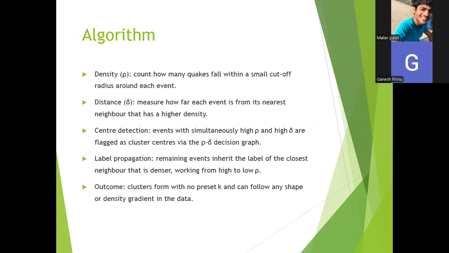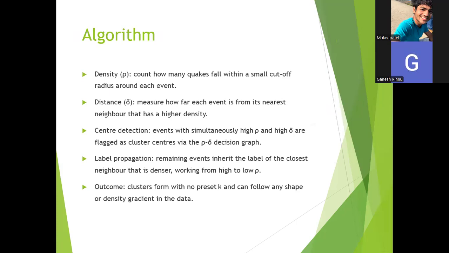In DPC, the core idea follows two points. First is local density. Second is the distance to a higher density. For local density, for each earthquake, we count how many other earthquakes fall within a small cutoff distance. This gives us an idea of how crowded or important that location is in the dataset.